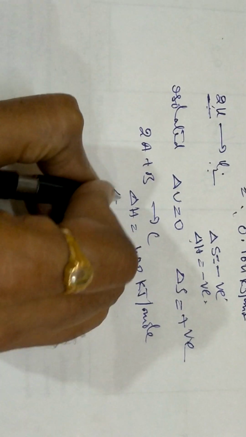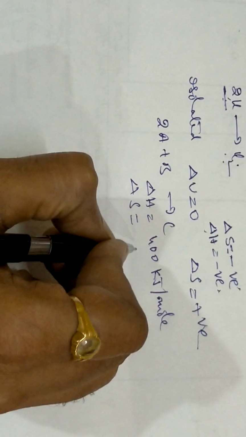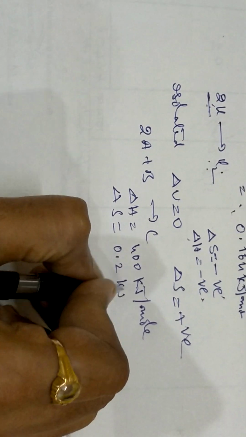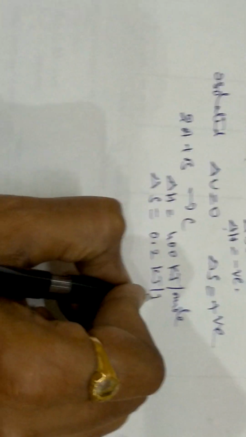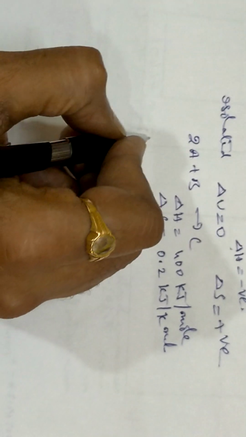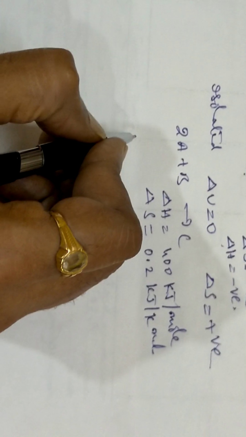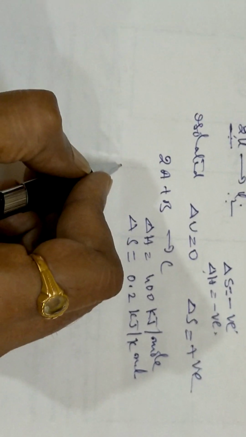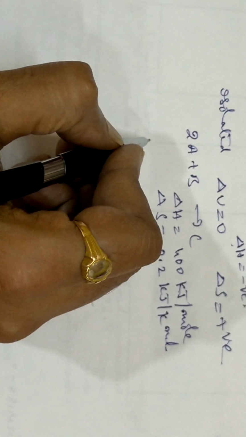And delta S is given as 0.2 kilojoule per degree per mole. Simple. He is asking at what temperature the reaction will become spontaneous, considering delta H and delta S to be constant over the temperature range.